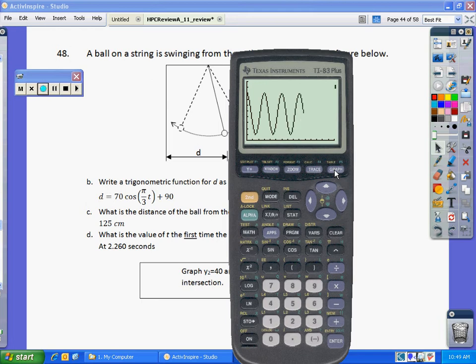And if we graph it, there's our graph. And they want to know the first time that it's 40, so the first time would be represented by this point right here, which is the intersection of our graph and y equals 40. So second calc, number 5 is intersect, and you want to move your cursor close to the intersection. You hit enter, enter, enter, and it gives us an answer, which is 2.260 seconds.